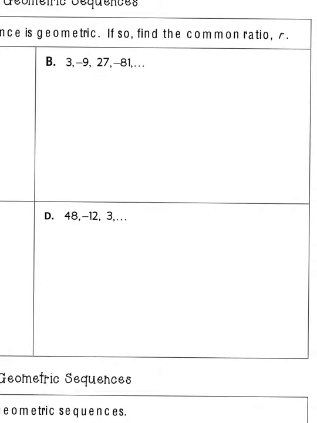All right, so for B, negative 9 over 3, 27 over negative 9, and negative 81 over 27. Negative 3 equals negative 3 equals negative 3. So R is equal to negative 3.